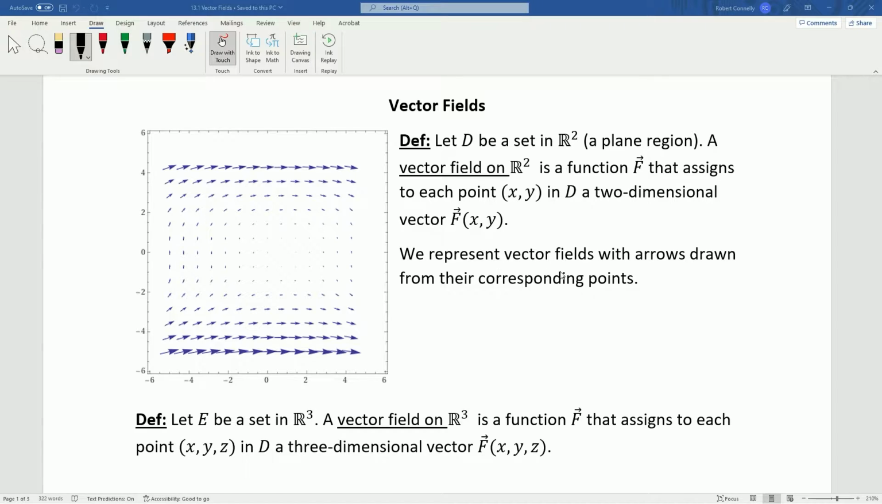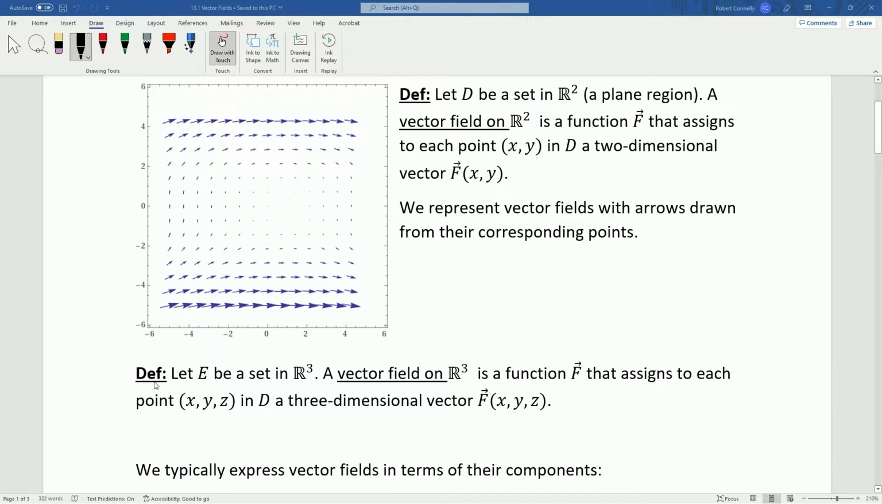So we represent vector fields with arrows drawn from their corresponding points. If we take a look at this graph, what this is saying is at each x and y coordinate, there's a vector coming off of that x and y coordinate. And the direction and size of this vector tells you graphically the value of the gradient field at that point.